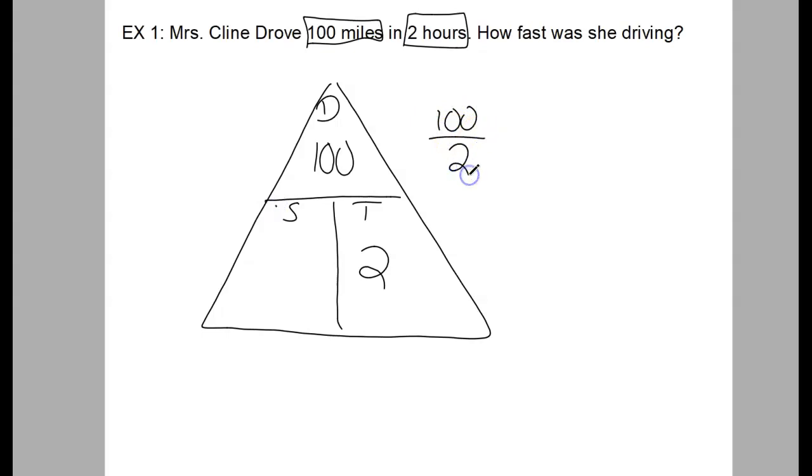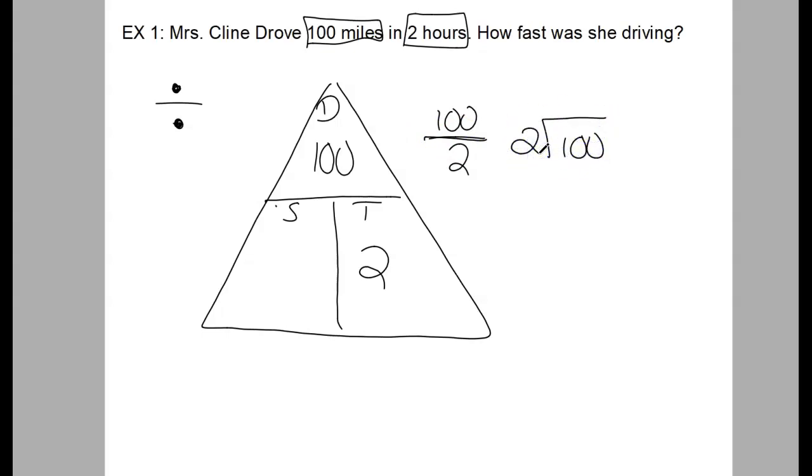over 2. Now, what do you do when you have a number over another number? That's exactly what the division symbol means, right? A number over a number. That's why the division symbol looks like it looks like. Those dots stand for the numbers. And you read this as 100 divided by 2. So 100 divided by 2.